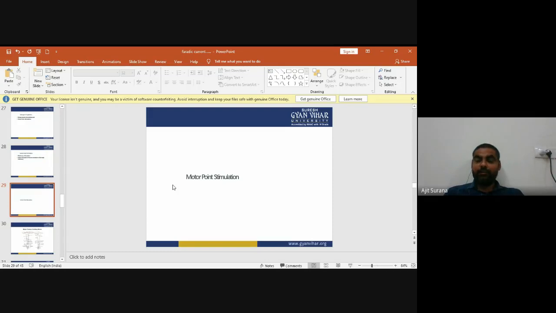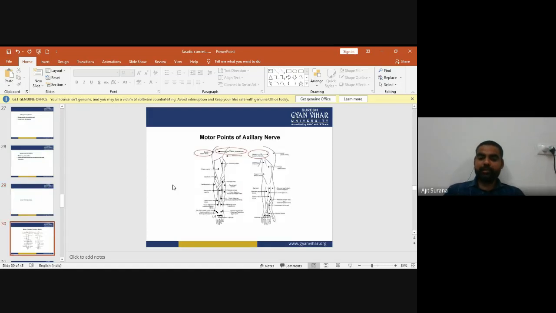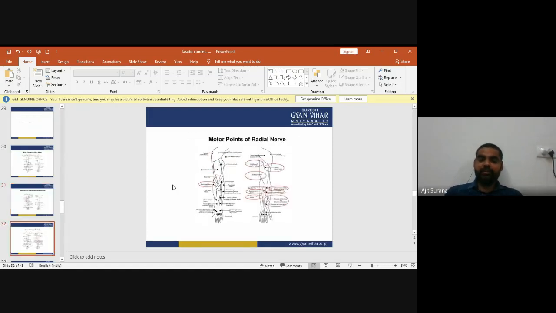These motor points lie at the junction of the upper one third and lower two thirds of the fleshy belly of the muscle. These are the motor points.